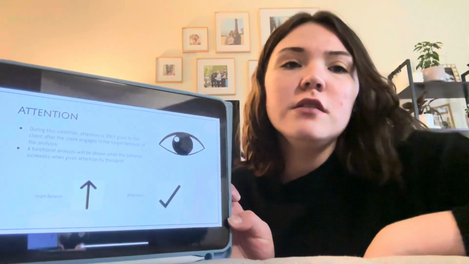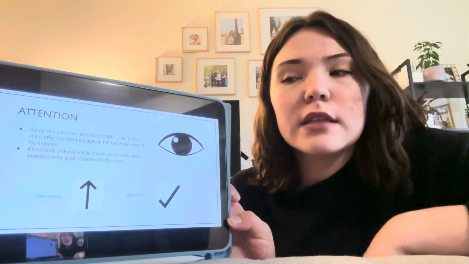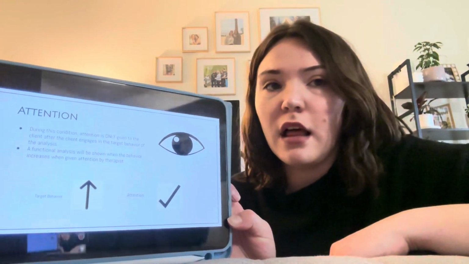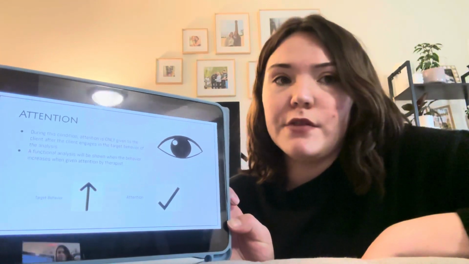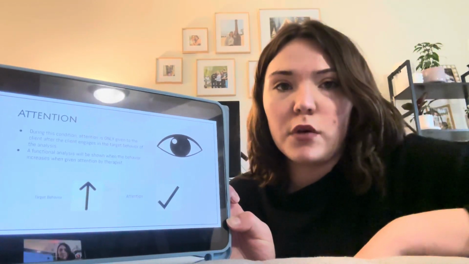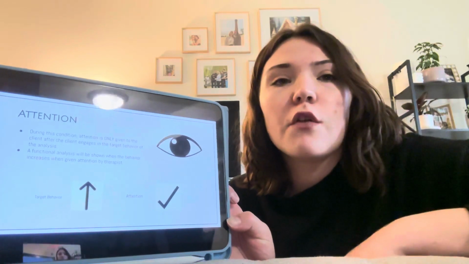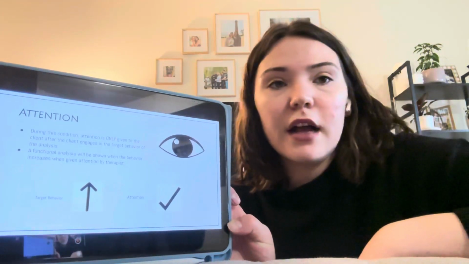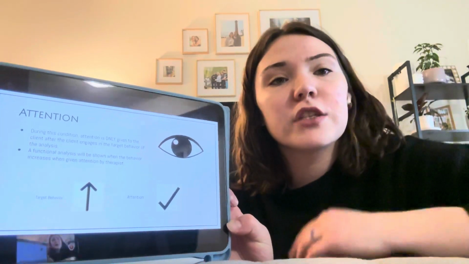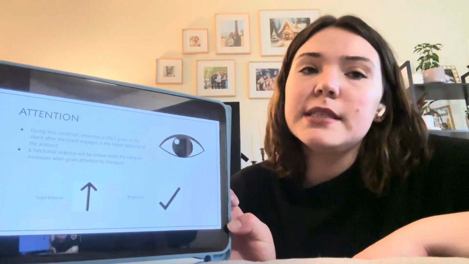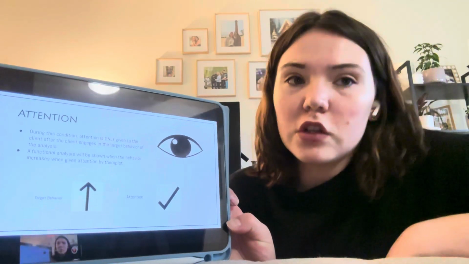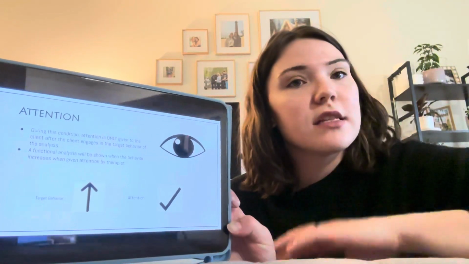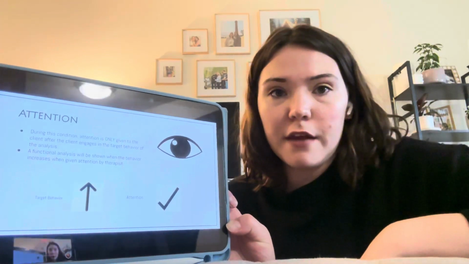Next up, we have attention. During this section of a functional analysis, only attention is given when the client engages in the targeted behavior you are targeting for the functional analysis. During this time, you're going to be sitting in the room with the client, not engaging with them. They engage in the behavior, boom, you're going to give them attention, like, hey, maybe we shouldn't do that, or hey, that was kind of cool, something. You're going to direct your attention to them only when they engage in that behavior.